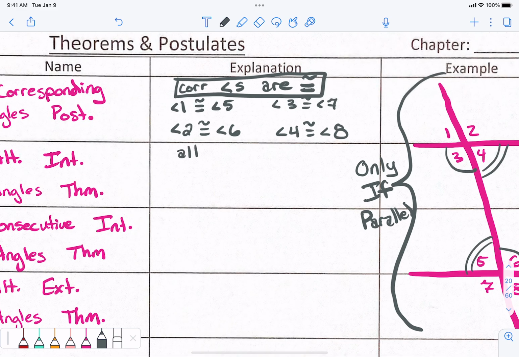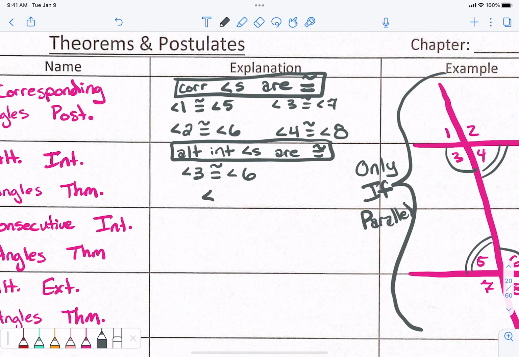So alternate interior, I'll write them down. Alternate interior angles are congruent. So angle 3 would be congruent to angle 6, and angle 4 would be congruent to angle 5. Those are my sets of alternate interior angles.